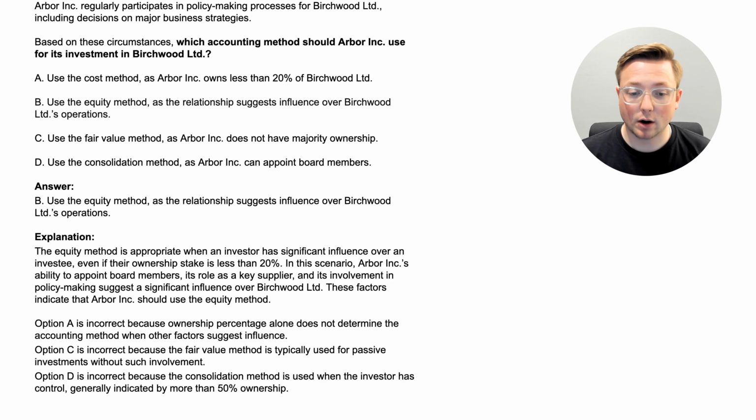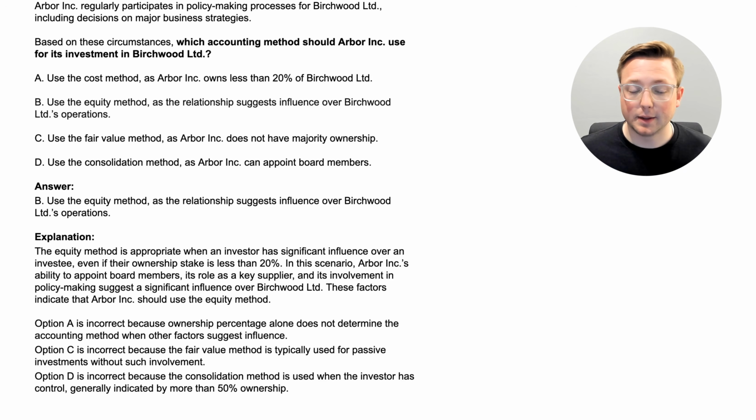These factors indicate that Arbor Inc. should use the equity method. Again, we walked through all that. The percentage ownership alone is not the only reason you would have significant influence. The fair value method, you probably wouldn't be using that because that's typically for passive investments, not where you have a whole bunch of ownership, but more just you're getting little bits of money. That's where you're calculating things at fair value.